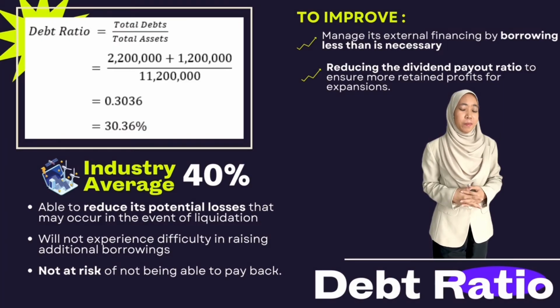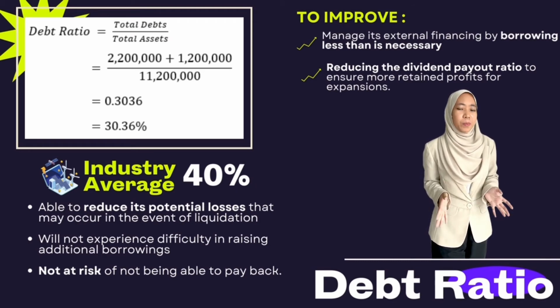Hikmat Bakti Berhad's debt ratio is 30.36%, lower borrowing than the industry average of 40%. It indicates that Hikmat Bakti Berhad is able to reduce its potential loss that may occur in the event of liquidation, and the company will not experience difficulty in raising additional borrowing, as they are not at risk of not being able to pay back.